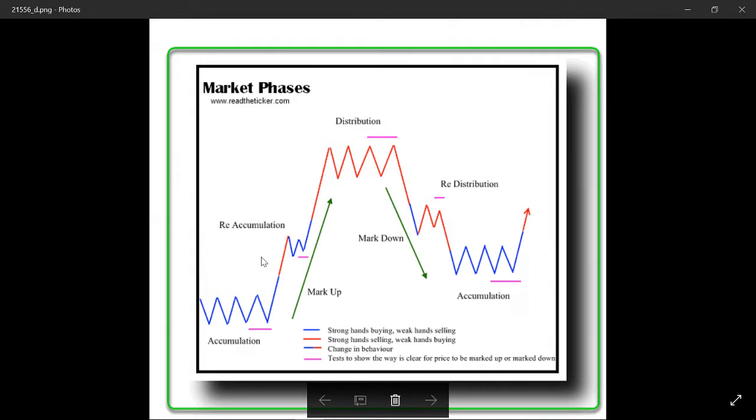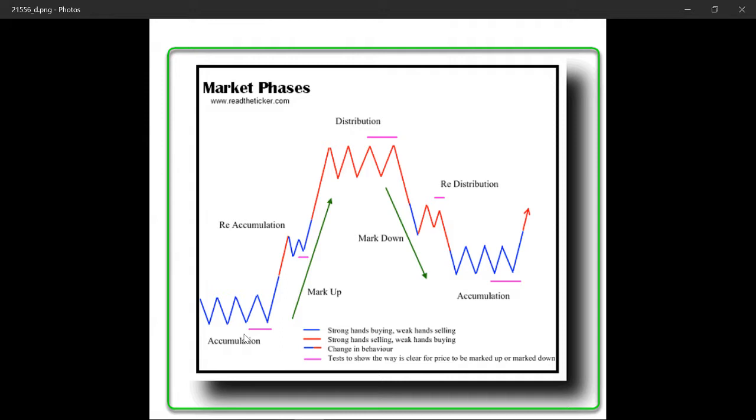All right. So what happens on the first phase? Let's look at the phases of the market. The first phase that we have here on the bottom is called accumulation. During the accumulation phase, we trade dumb money and smart money.